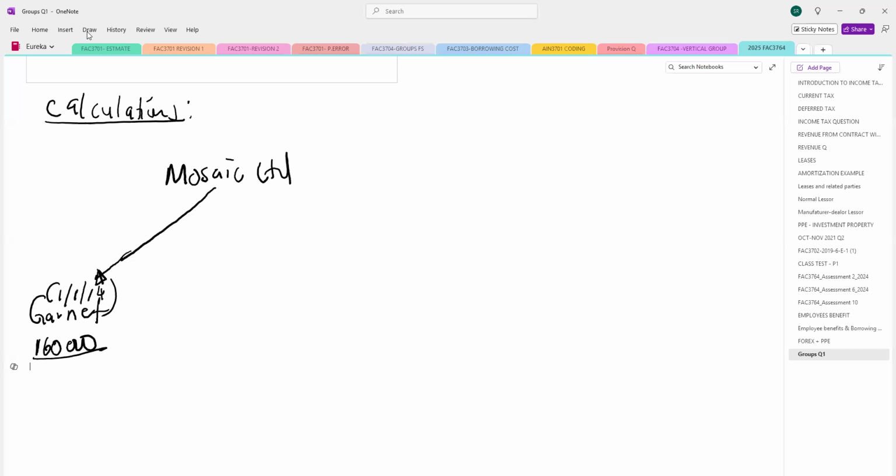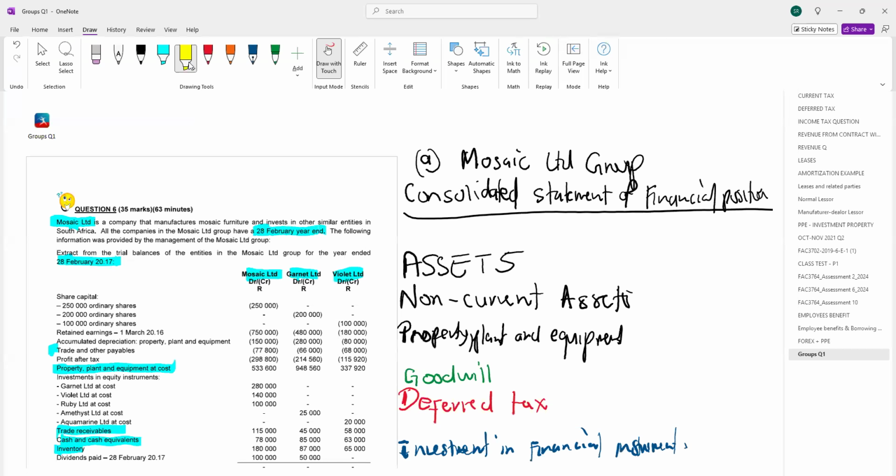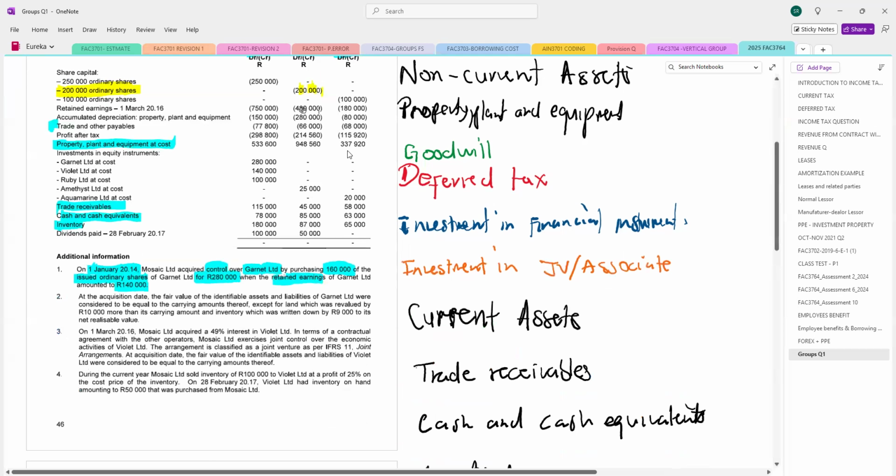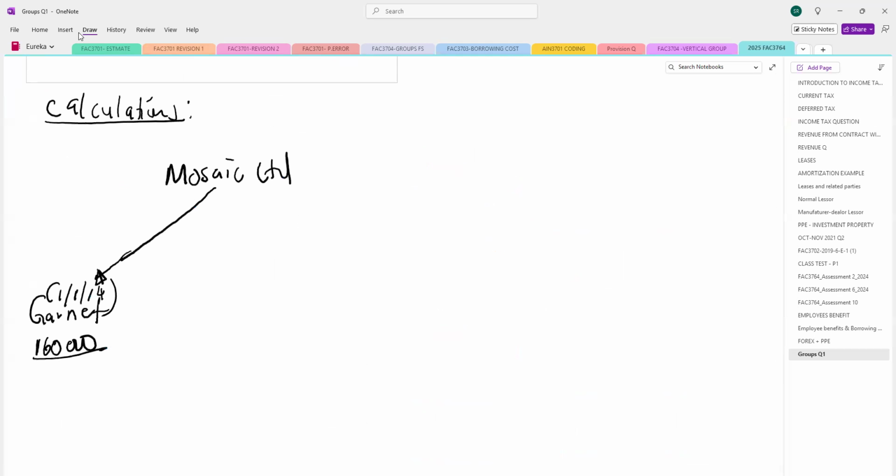Just a minute, my laptop is being a little bit slow. Okay, right. So I'm coming here. I'm looking under the shares. How many shares did Garnet Limited issue? So I'll check where it is share capital. Under share capital, that's where I'm going to check. The first company is Mosaic. The second one will be Garnet. So this is how many shares there were in issue for Garnet Limited. This is the number of shares, and this is the actual value of the share. So the number of shares is 200,000.